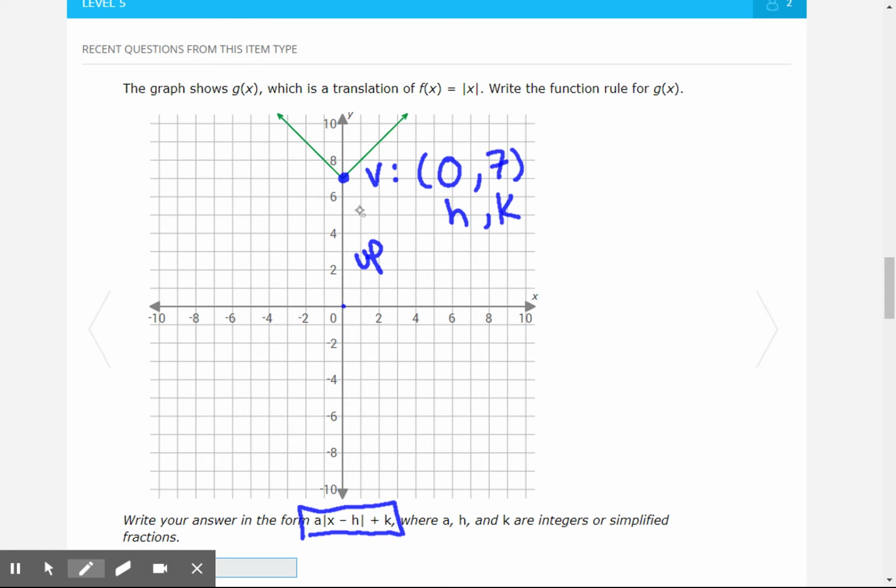All right. And then my slope, my factor, it went up 1 unit, right 1 unit. So a is just positive 1. It's not upside down, so it's not negative. So I don't need to change anything for that. So for my answer, it's going to be g of x equals. a is just 1, so I don't need to write anything. For x, we had 0, so I don't need to put x minus 0, but I can if I want. And then it went up 7 units, so I'm going to add 7 in the back. And that is how you do the level 5 types of problems.